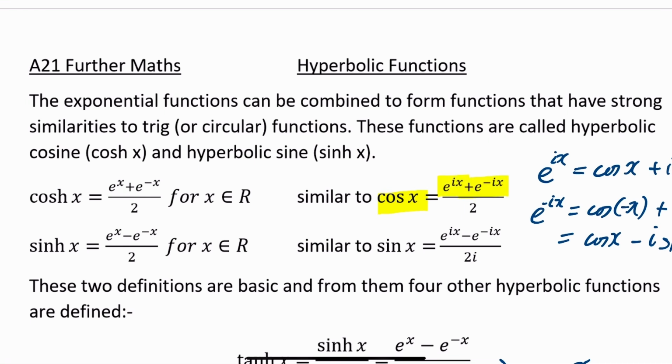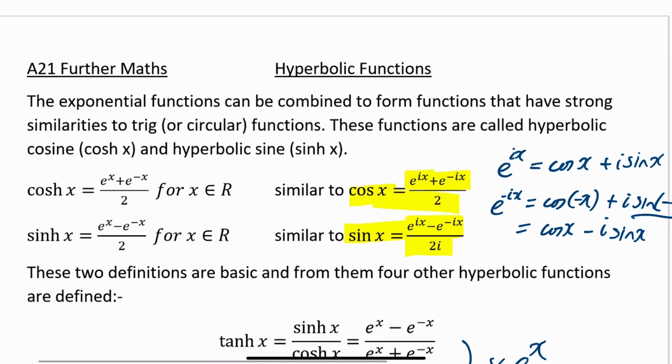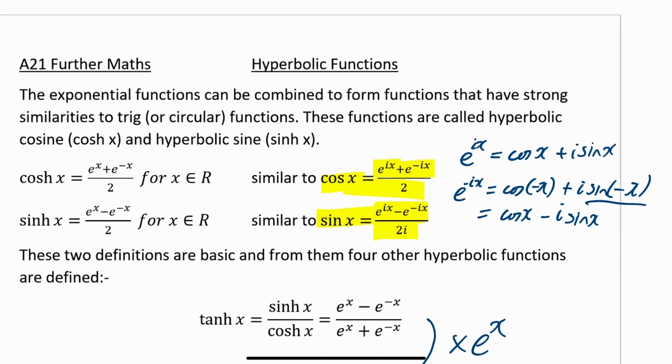the minus ix all over 2, and sin x is equal to e to the ix minus e to the minus ix all over 2i. So where they come from is these two things.